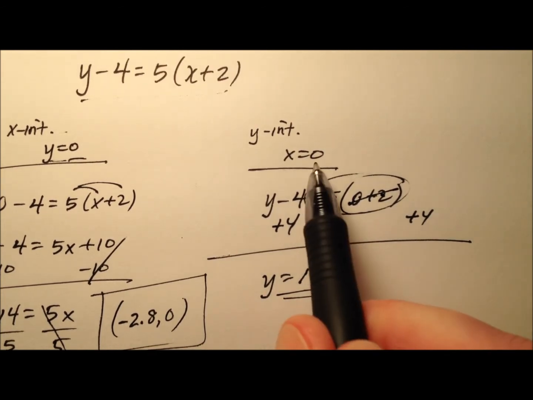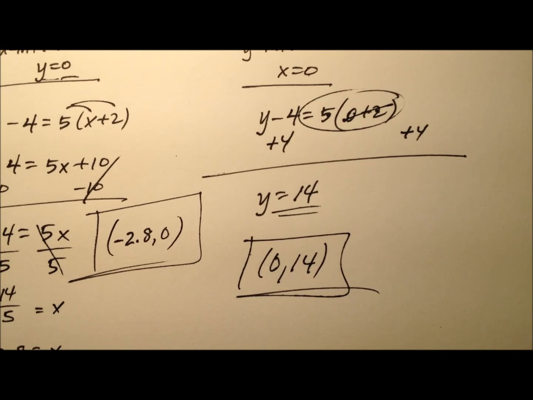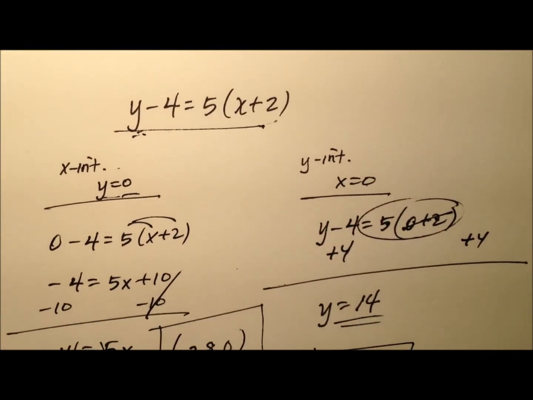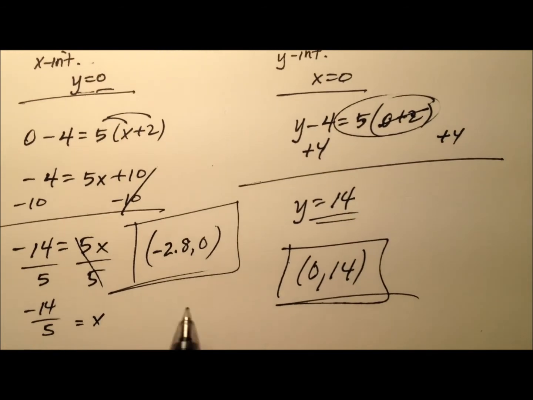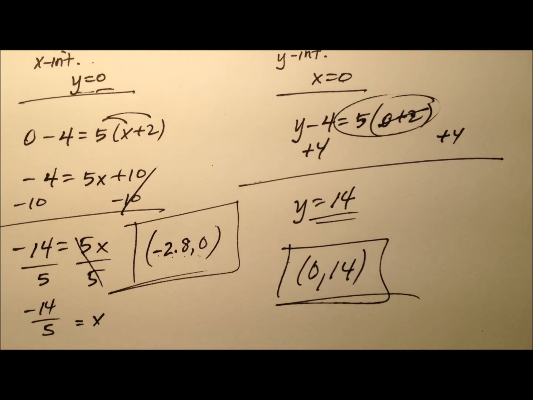So my ordered pair then will be the x, which is 0, and the y, which is 14. So it'll be the ordered pair (0, 14). So for this linear equation given in point-slope form, the two intercepts will be (-2.8, 0) and (0, 14). Let's go ahead and look at a graph of that.